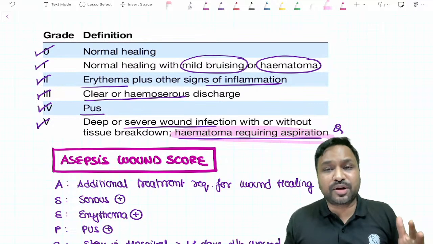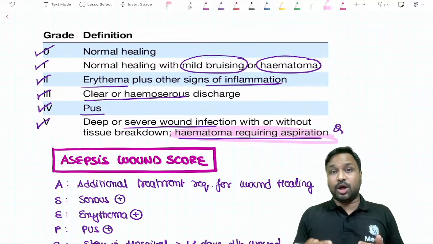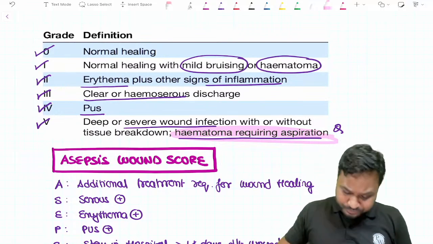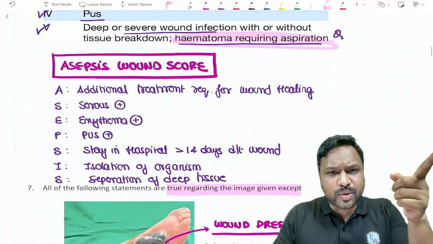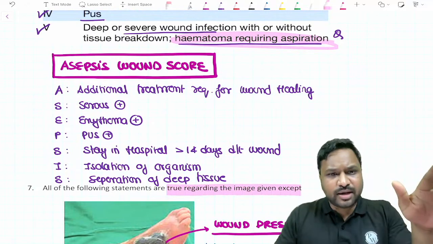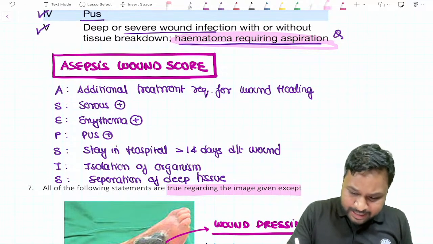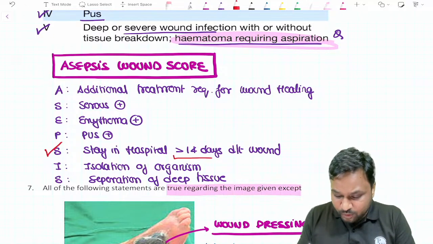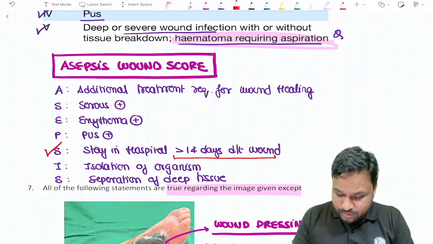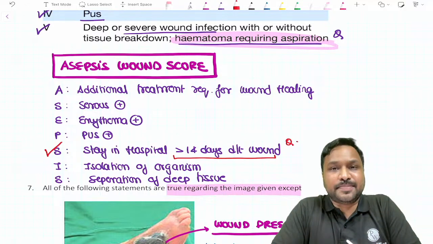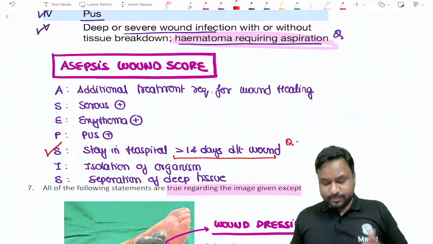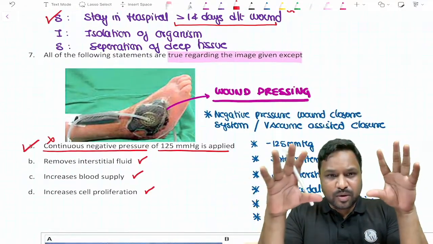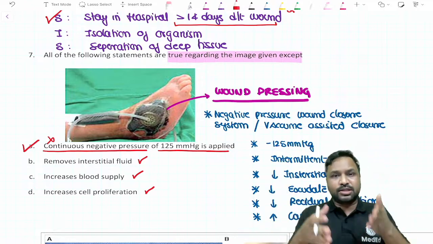Even if there's no deep tissue infection, if there is a massive hematoma requiring aspiration, that goes in the same category. Right? Now, along with that, you'll see another scoring system, that is your ASEPSIS wound score. The mnemonic is ASEPSIS. The only thing to remember in the ASEPSIS wound score is the stay in hospital for more than 14 days due to the wound. All right, clear. Again, with the wounds, it's about the dressings, it's about how you manage a chronic wound, and this is your exam question.